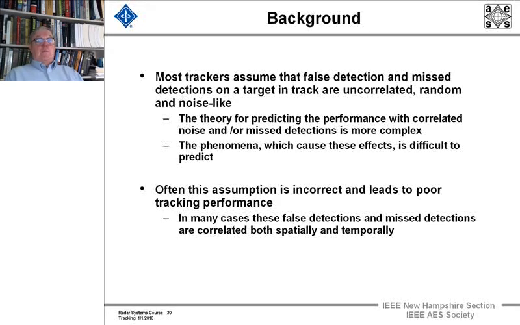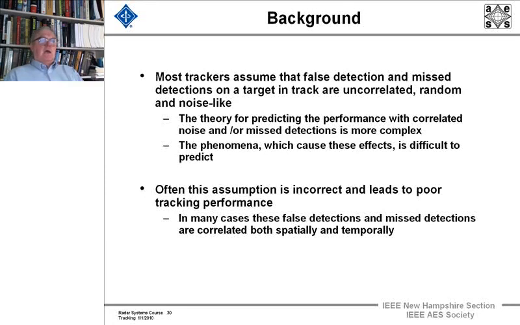The theory for predicting the performance of correlated noise or missed detections is much more complex. You have to develop a very significant, complex model of what the background is, or measure the phenomena that these trackers are supposed to deal with, and that's very difficult to do because it involves taking a huge amount of data to determine the correlations of false alarms or missed detections. Often the assumption is incorrect and it leads to poor tracking performance. And in many cases, the false detections and missed detections are correlated both spatially and temporally.